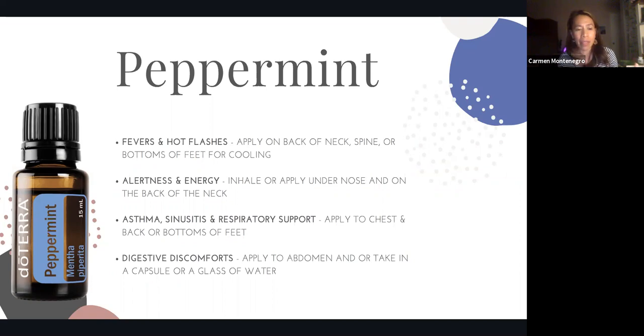The oils I buy every month are lavender and lemon. Those are the ones that are always gone within a month. Peppermint is also good, of course, for energy and good for digestive discomfort as well. You can apply it on the abdomen, or take it in a capsule or a glass of water.